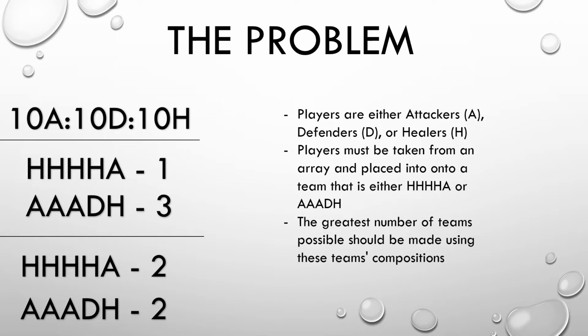So in this case, if we have 10 attackers, 10 defenders, and 10 healers, there are two best case scenarios, which would both give 4 total teams. It's either one team of 4 healers and 1 attacker, and 3 teams of 3 attackers, 1 defender, and 1 healer. Or you could do 2 teams of 4 healers and 1 attacker, and 2 teams of 3 attackers, 1 defender, and 1 healer.